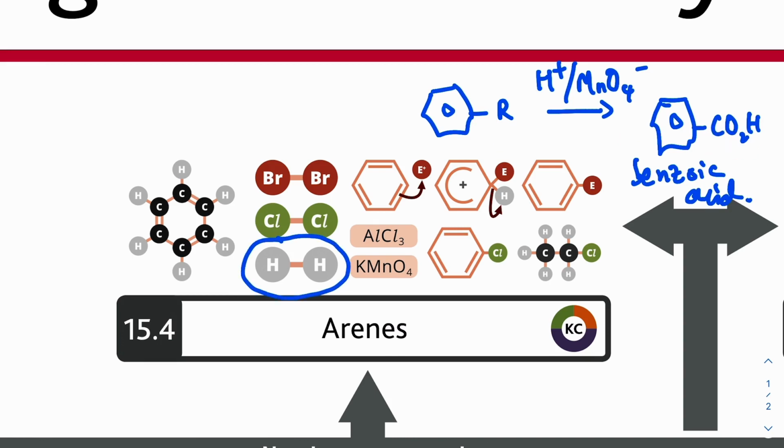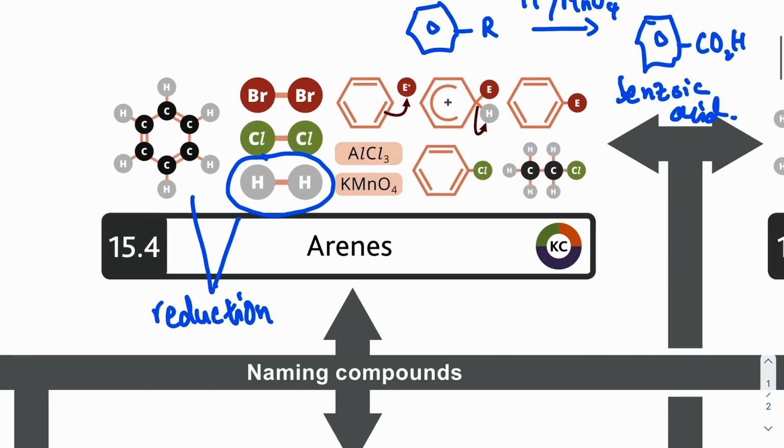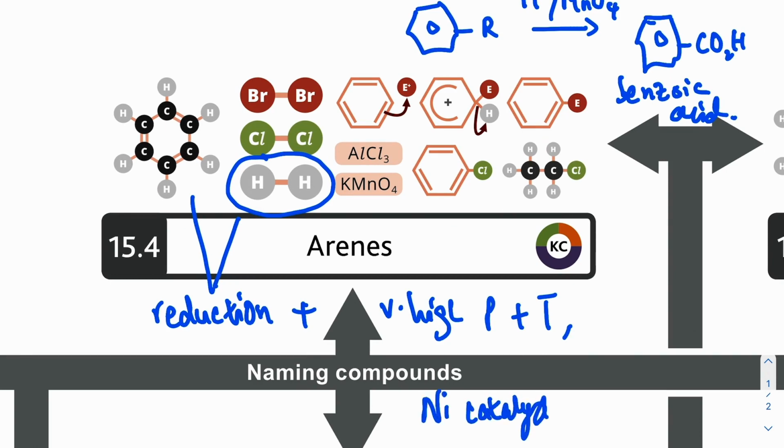This is H2. You don't do electrophilic substitution with a H2 molecule. Instead, what you do is reduction, because you really don't want to lose the aromaticity. You will need very high pressure and temperature, and of course you also need a catalyst. Otherwise, the reaction will be extremely slow for you to go all the way to this thing.